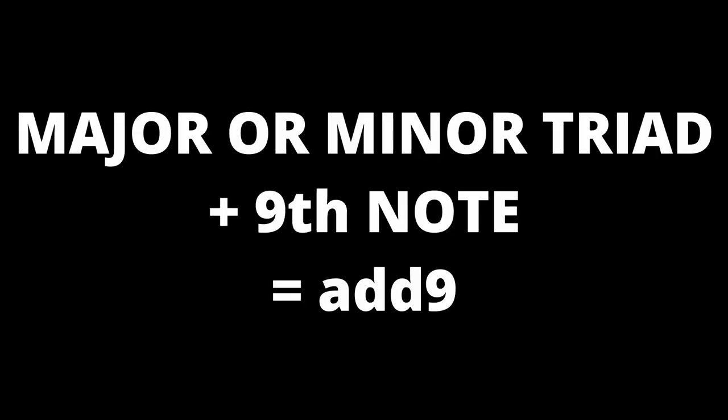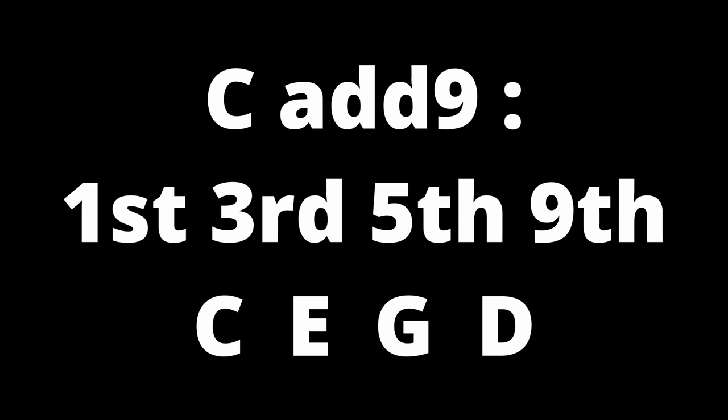Now that we understand the numbering system, let's construct some chords. As we discussed earlier, the 9th note is D. Therefore, to create add 9 chords, we simply add this 9th note to one of the triads. So C add 9 has the notes C, E, G, and D. And C minor add 9 has the notes C, E flat, G, and D.